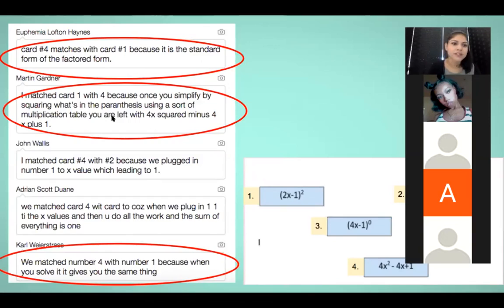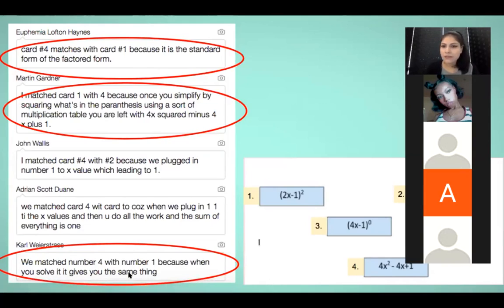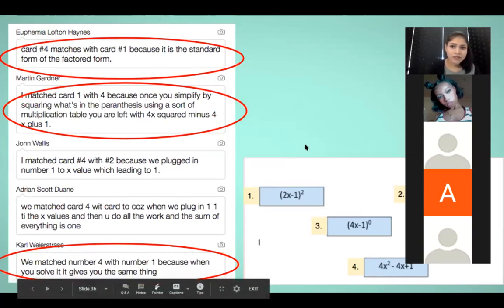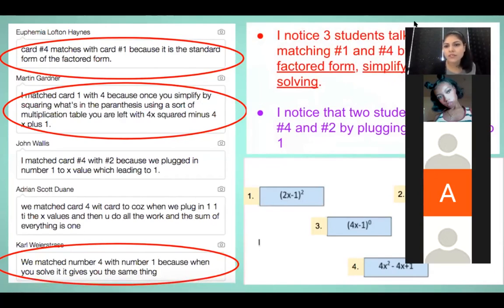So this person, Martin, here said, I match card 1 with 4 because once you simplify by squaring what's in the parentheses using a sort of multiplication table, you're left with 4x² minus 4x plus 1. So this Martin person gave us a detailed explanation of what he did. I'm going to take a look at that response in a second. The last person who matched card 4 with 1 said they did this because when you solve, it gives you the same thing. So all of these have the same kind of answer, but they described it in a different way. What I want you to focus on today is, how are we describing the work that we do?